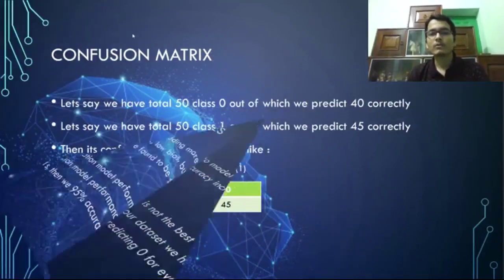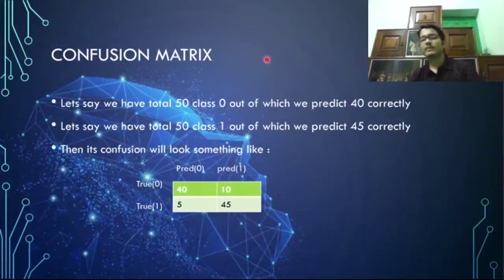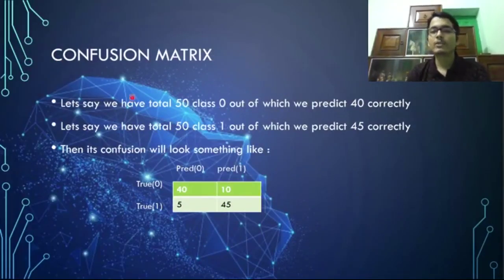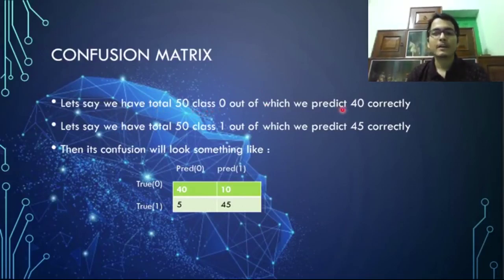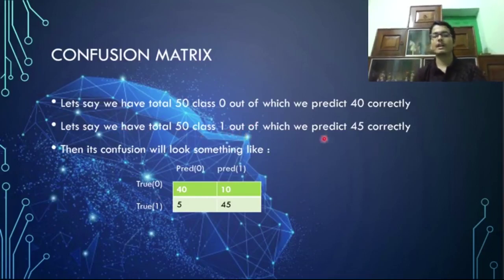Now there is something called the confusion matrix. Let us say we have a total of 50 of class 0 in our training data, out of which our algorithm predicts 40 correctly. And let's say we have 50 class 1 values, out of which we predict 45 correctly. Then our confusion matrix will be something like this.